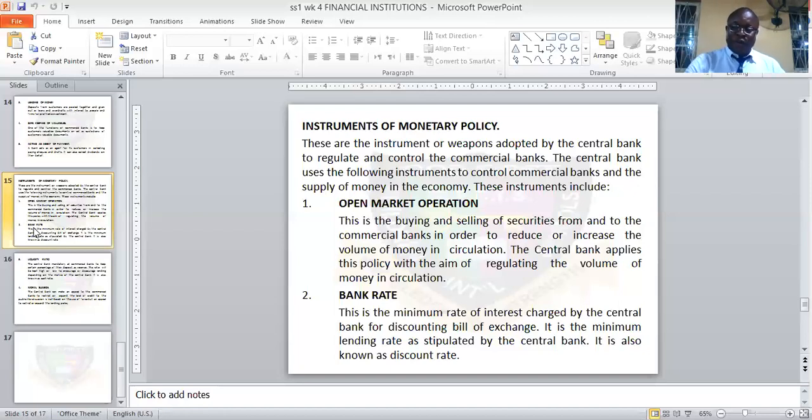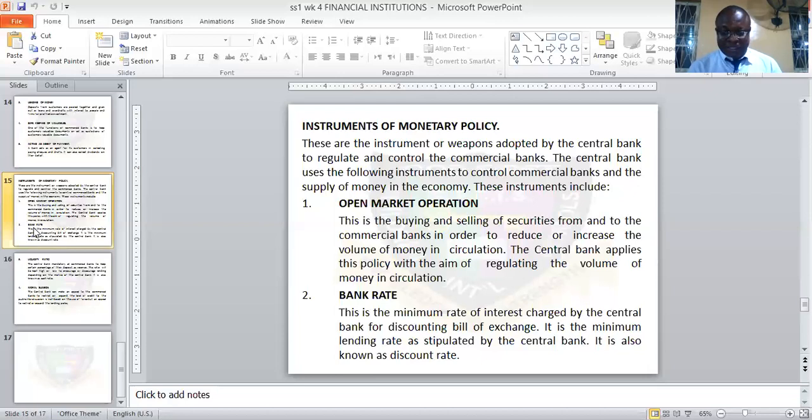So they allow commercial banks to buy and sell securities, and the commercial bank can also buy from outside as well, in order to reduce or increase the volume of money in circulation. The central bank applies this policy with the aim of regulating the volume of money in circulation. So that's what they are doing in open market operation: buying and selling of securities. The customer can buy, they can sell as well.